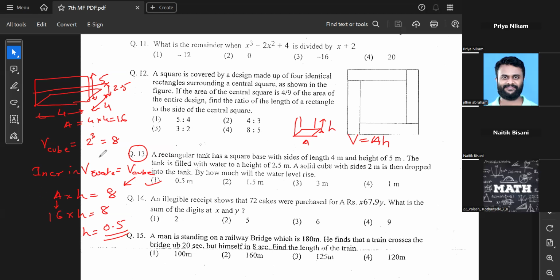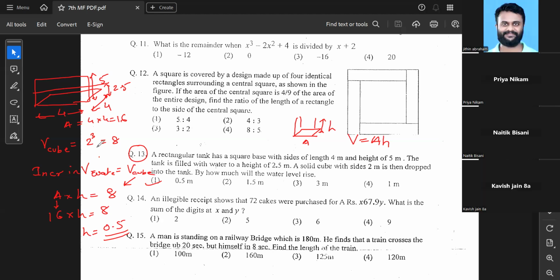Sir, in this question only, I tried to first find the volume of water in the container and plus 8. Then why doesn't the answer come? Plus 8 means you have increased the volume. The initial volume was 16 into 2.5, that is 40. So 40 was the initial volume. You added 8 to it. Now the new volume is 48.